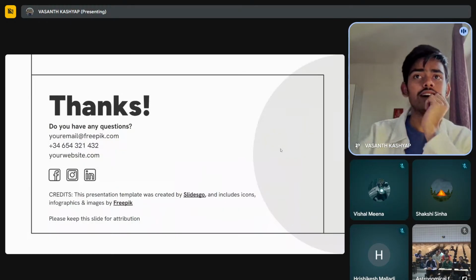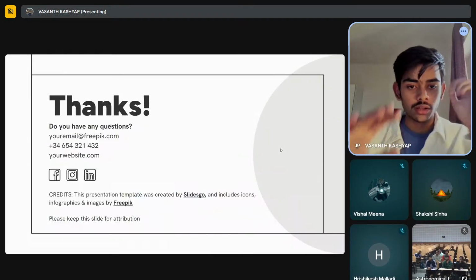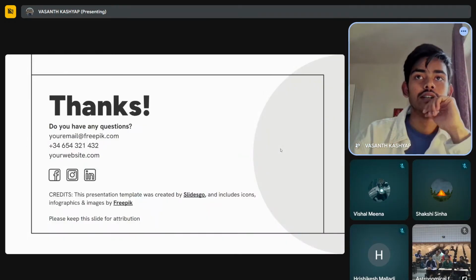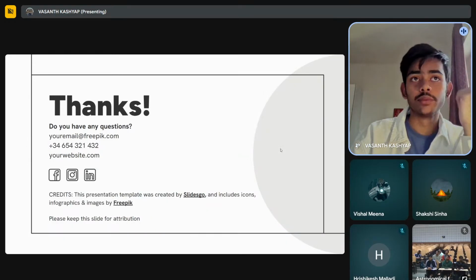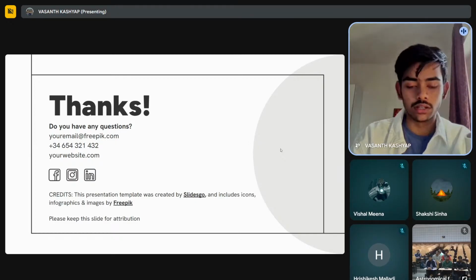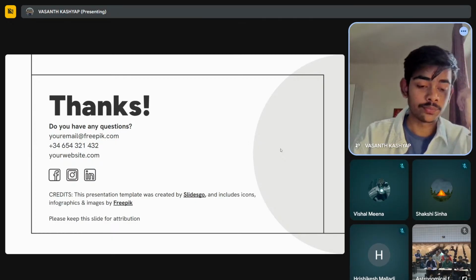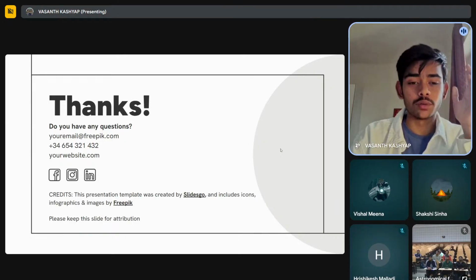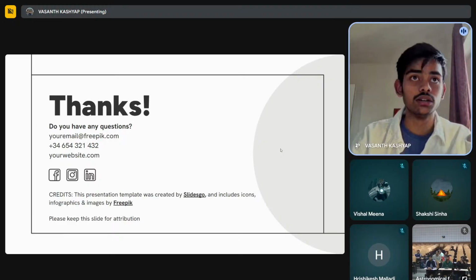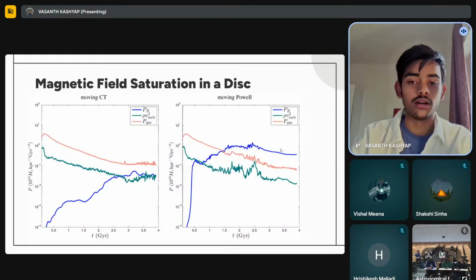So I hope I have given you a rough idea of how people are using simulations to do any research related to astrophysics. I've probably introduced you to a little bit of why magnetic fields are important, and also importantly, how do you constrain a very difficult condition, which is divergence of B equals 0.